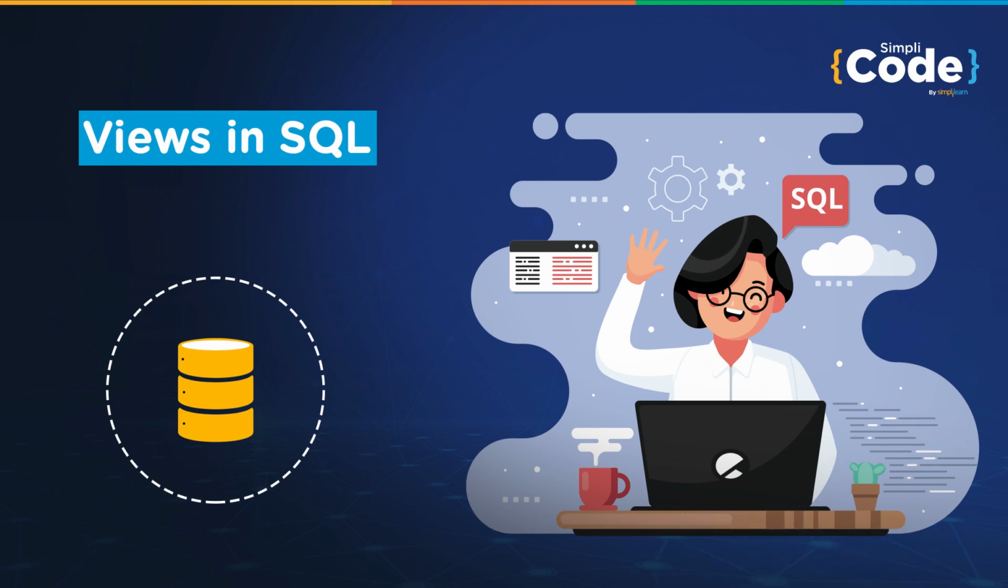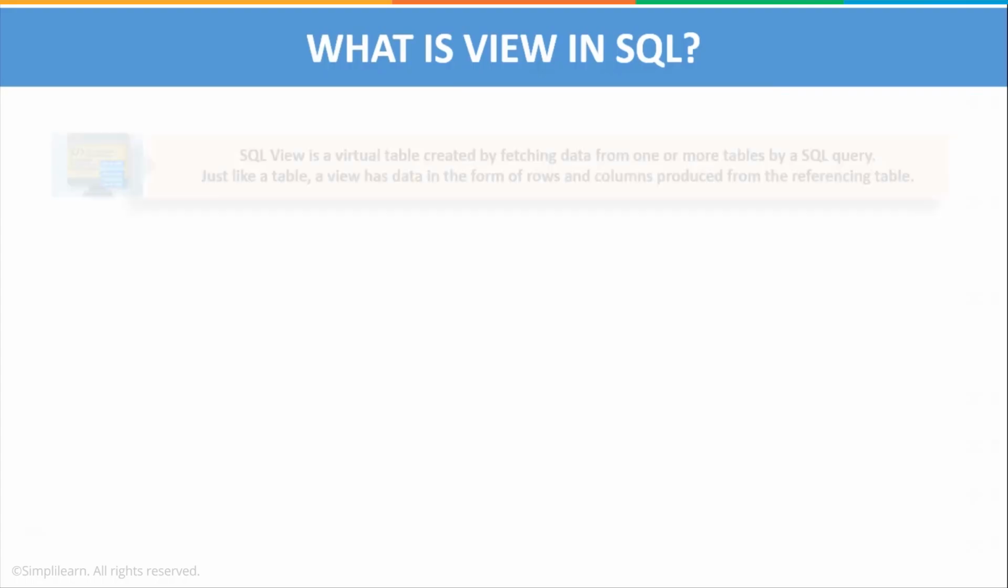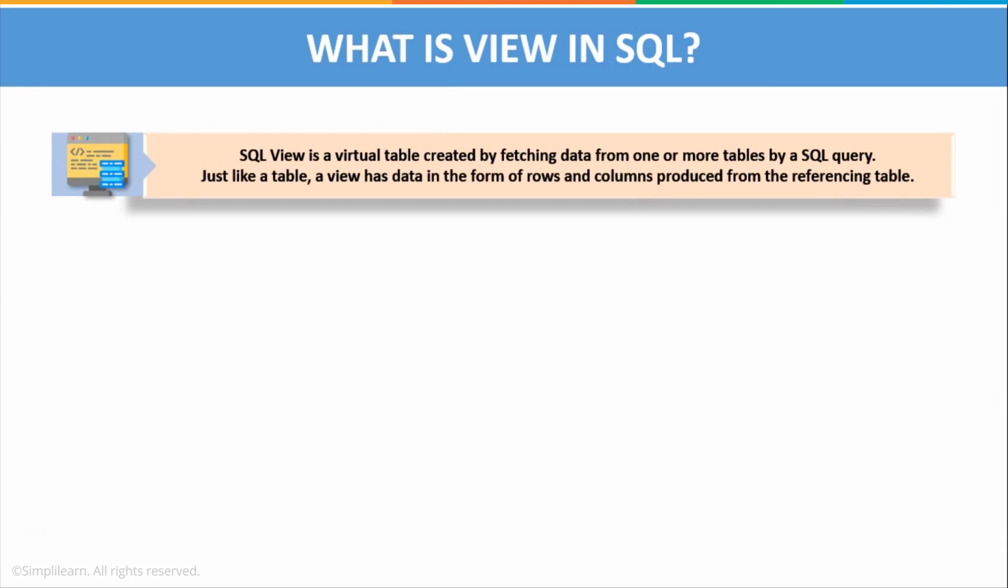So without any further ado, let's get started with today's topic. What is a view in SQL? A database view in SQL is like having virtual tables containing a single query and its result. The result is usually a virtual table with rows and columns, just like the actual table in a database.